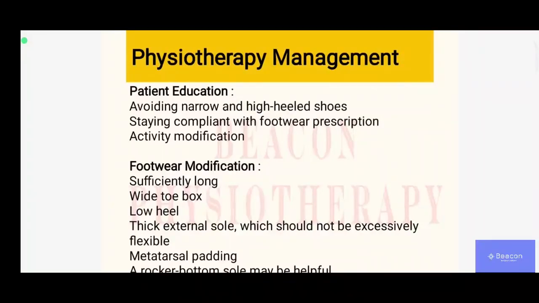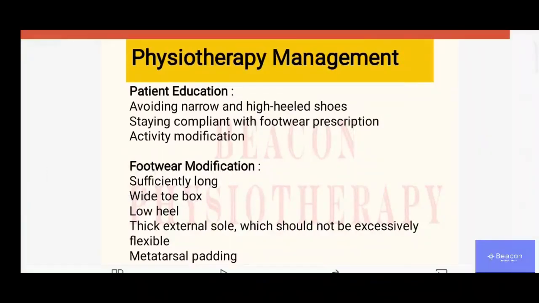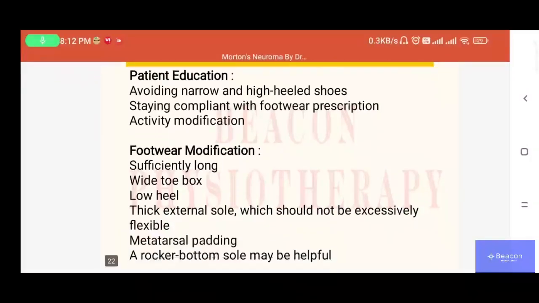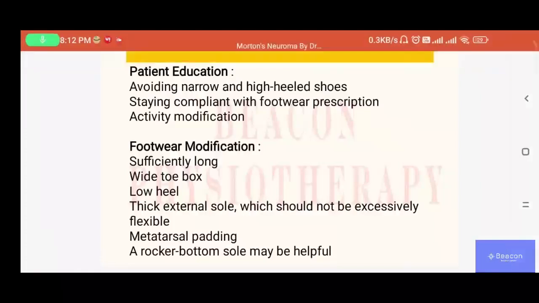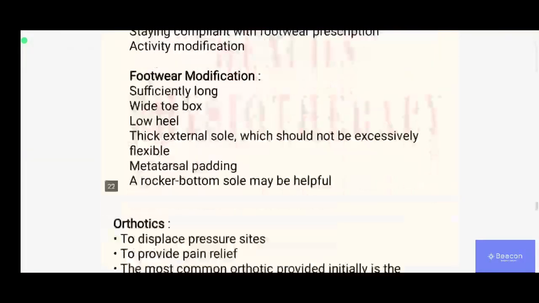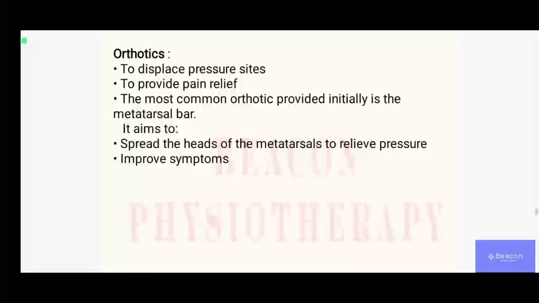Footwear modifications include sufficiently long shoes, wide toe box, low heel, thick external sole which may not be excessively flexible, metatarsal padding; a rocker bottom sole may be helpful. Also orthotics to displace pressure sites to provide pain relief. The most common orthotic provided initially is the metatarsal bar. It aims to spread the heads of the metatarsals to relieve pressure and improve symptoms.